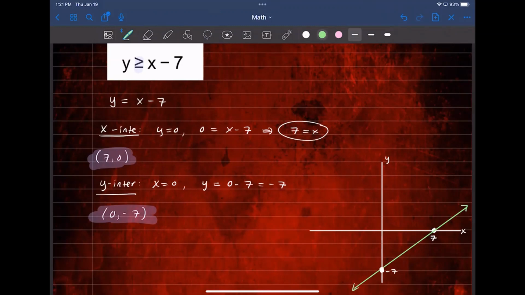And it's solid because, like I said, the inequality has an equal sign on the bottom. Now, which direction do we shade in? Is it this way or is it this way? Well, that's when you can pick points.